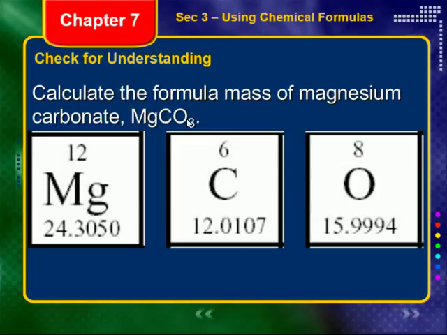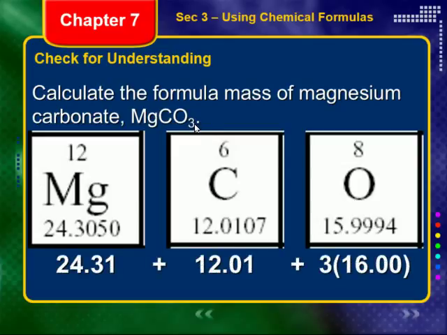We have MgCO3. So when I set up my calculation to add these things together, I need to multiply the 16.00, the formula mass of oxygen, by 3. And so I end up with 84.32 AMU. I know I'm going to use AMU because this is asking for formula mass. If I was answering a problem that asked for molar mass, I would use grams per mole. So keep that in mind.